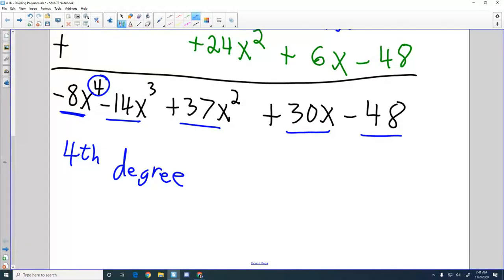That's a term that you're going to hear a little bit throughout the year, and you'll definitely hear that a lot next year. So a 4th degree polynomial, just the biggest exponent. Any questions on this first one? Any steps that I did?